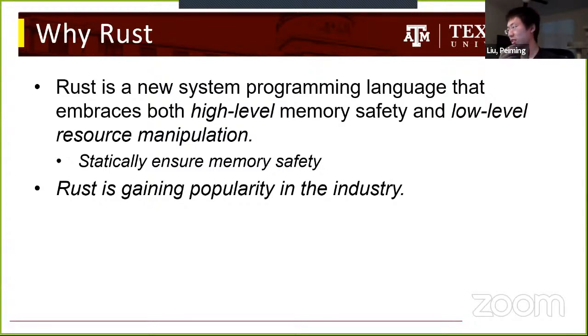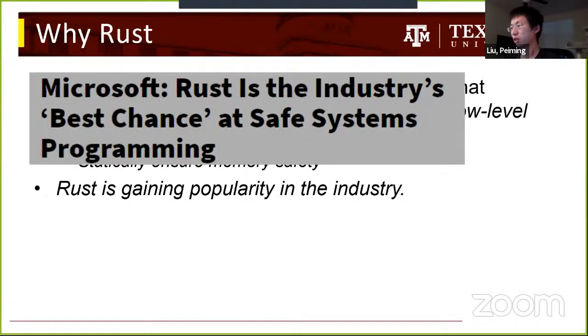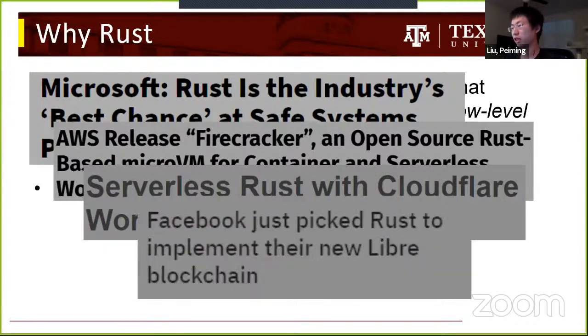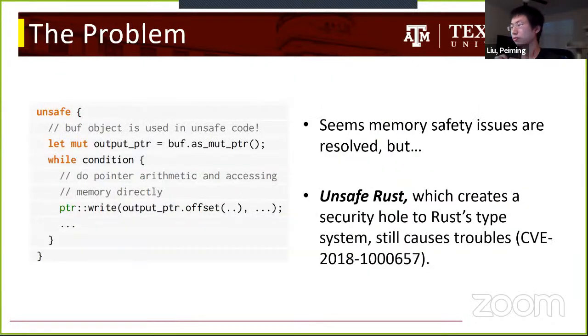And you might also have seen some works that I presented previously. As you can see, it's now widely adopted inside Microsoft, Amazon, and Cloudflare, as well as Facebook, which chose Rust to be the programming language for the Libra blockchain project. So it seems like the memory safety issue has been beautifully resolved by Rust.